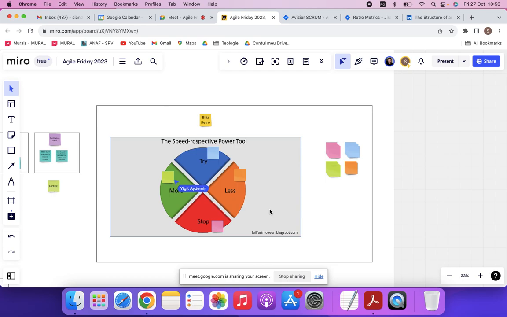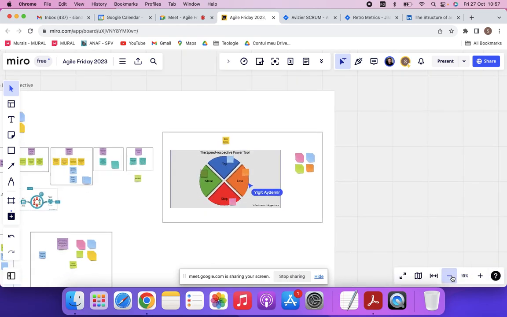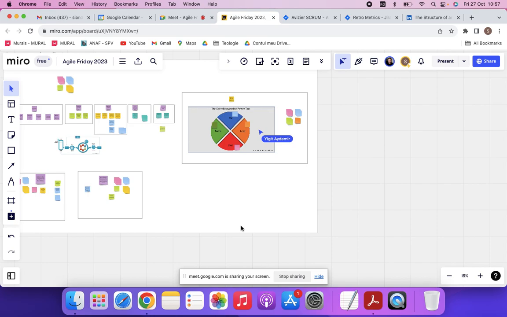So, speed retrospective power tool. We can do a quick retrospective. So what should I do more in the next sessions? What should I try more? What should I do less? And what should I stop doing? So let's say 1 minute for you to provide the feedback. And I will prepare also another section which I need. Yes, you can write down on the sticky note.